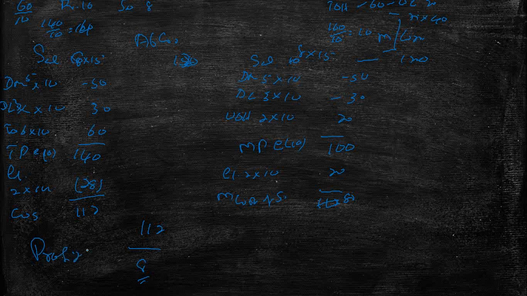Cost of sales is 112. Because I produced 10, but I did not sell 2. So I remove the cost of those 2 which is not sold. So the 8 units I have sold, the cost of sales is 112, so the profit is 8.